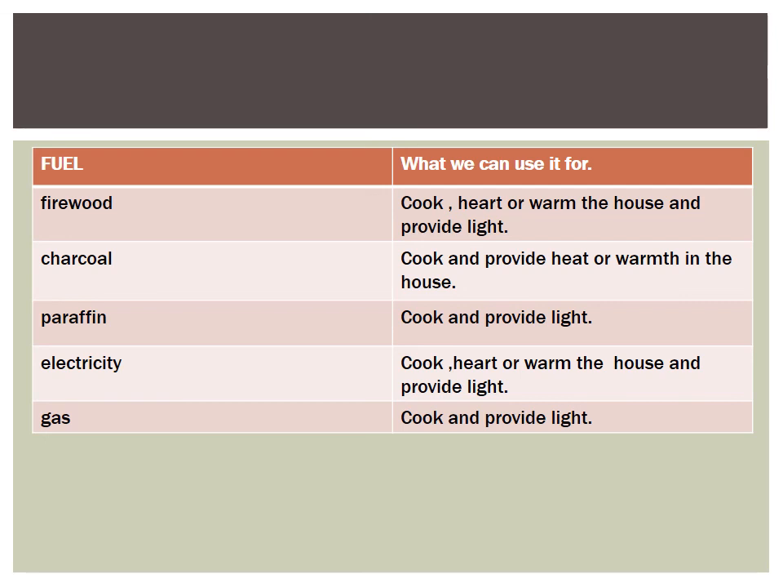Number 4, we have electricity, which is used for cooking, heating or warming the houses, and providing light. Then we have number 5 being a gas. A gas also is used for cooking and providing light in our houses.